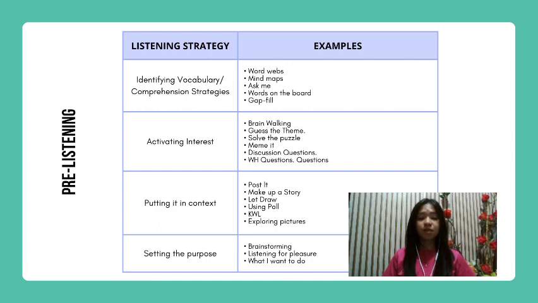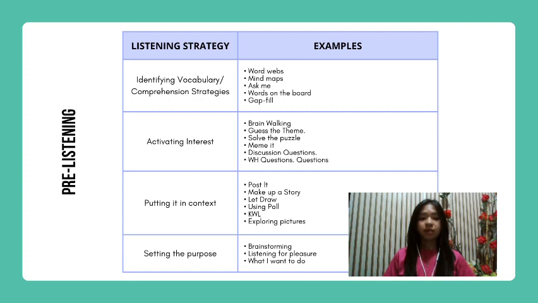Our first example under this is word webs. So before starting the listening activity, inform the students about the topic. Then using semantic webs, ask them to provide words, topics, or subtopics that they think might come up during the listening. This helps activate their prior knowledge and prepares them for the listening task by focusing their attention on relevant vocabulary and concepts.